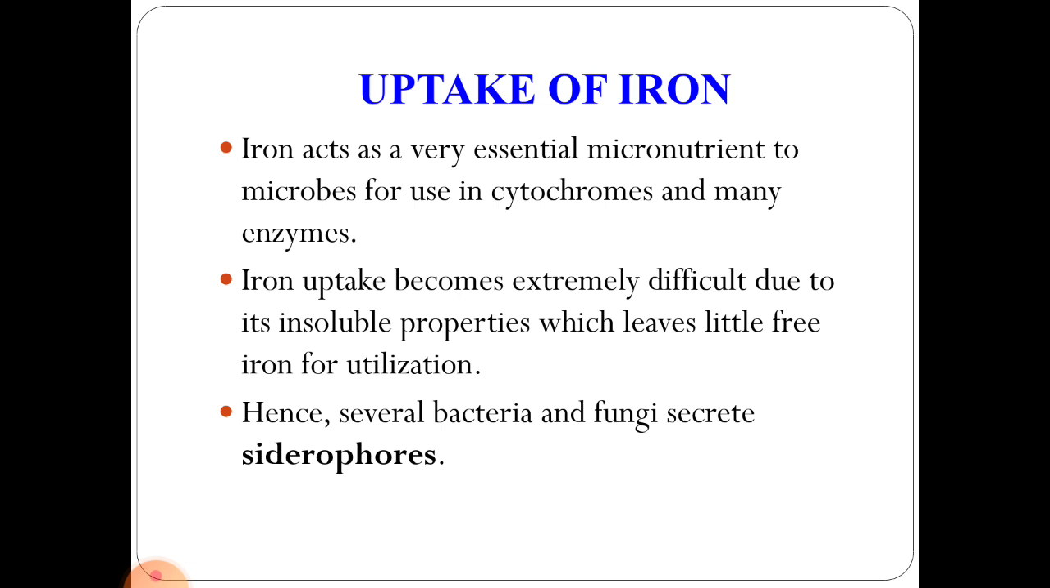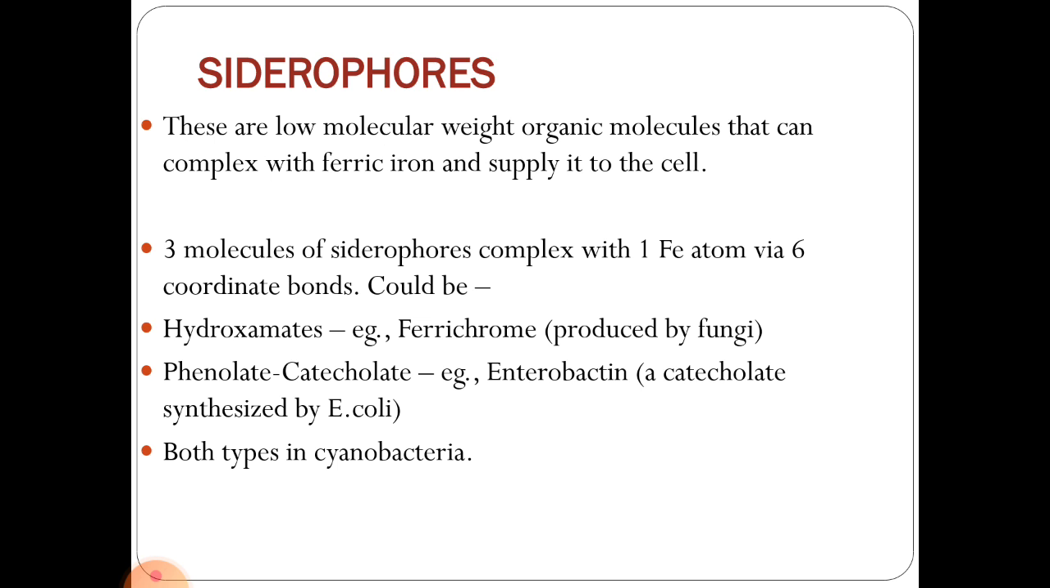Moving on to another important uptake of nutrients, iron. Iron can act as a very essential micronutrient to microorganisms for use in cytochromes and many enzymes. Iron uptake becomes essentially difficult due to its insoluble properties, which leaves little free iron for utilization. Hence, several bacteria and fungi secrete siderophores. Siderophores are low molecular weight organic molecules that can complex with ferric iron and supply it to the cell. 3 molecules of siderophores complex with one ferric iron atom via 6 coordinate bonds.